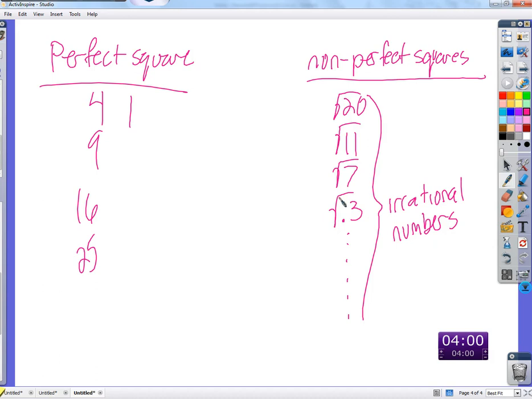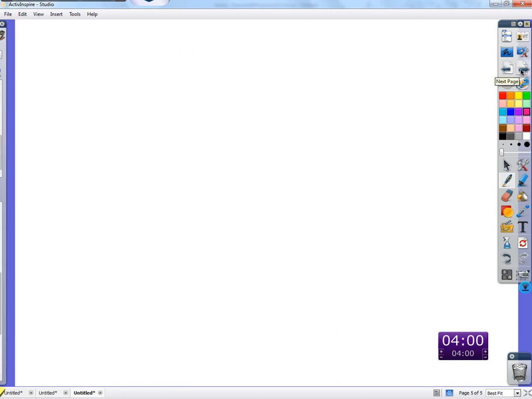Okay. Like pi is not the square root of some number. It's not a perfect square. It's defined differently. It's also irrational, but it's not the square root of some number. Okay. So you have perfect squares and non-perfect squares, which are irrational.